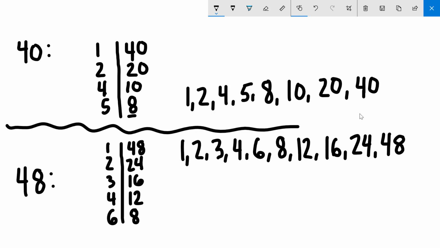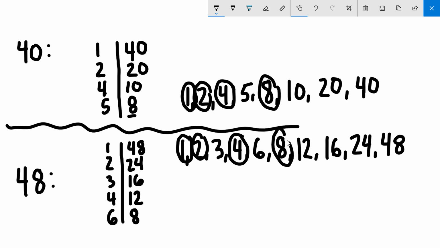Common means it's in both lists. And then a factor, we know, is a number that can go into each of 40 and 48. So I just like to take a look at my list. I have a 1 there and a 1 there, a 2 and a 2. These are all common factors, not greatest though. 4 and 4. There's not a 5 there. Here's an 8 and an 8.